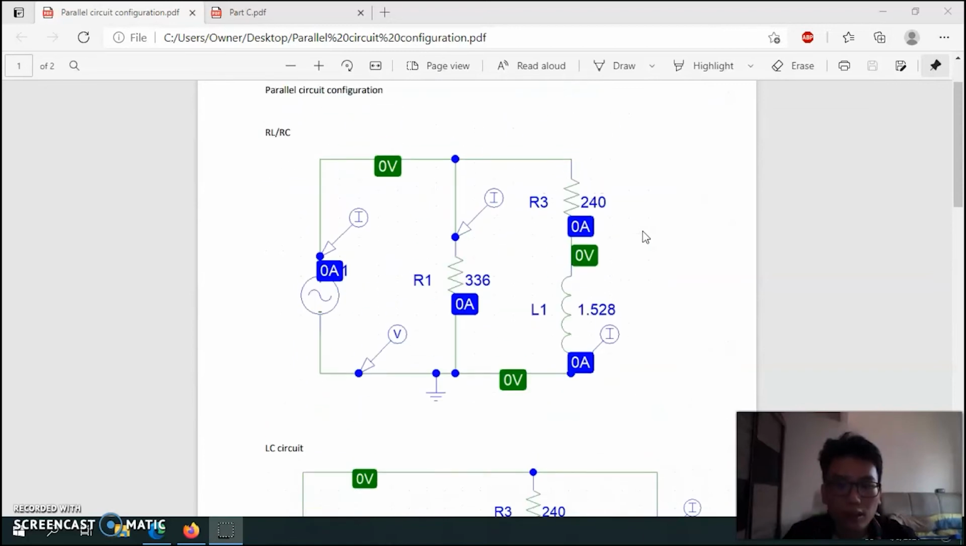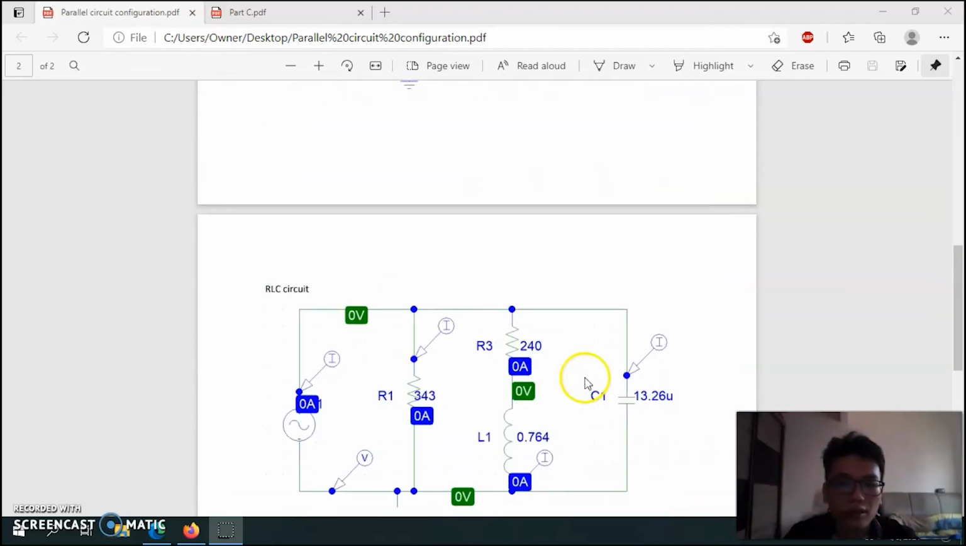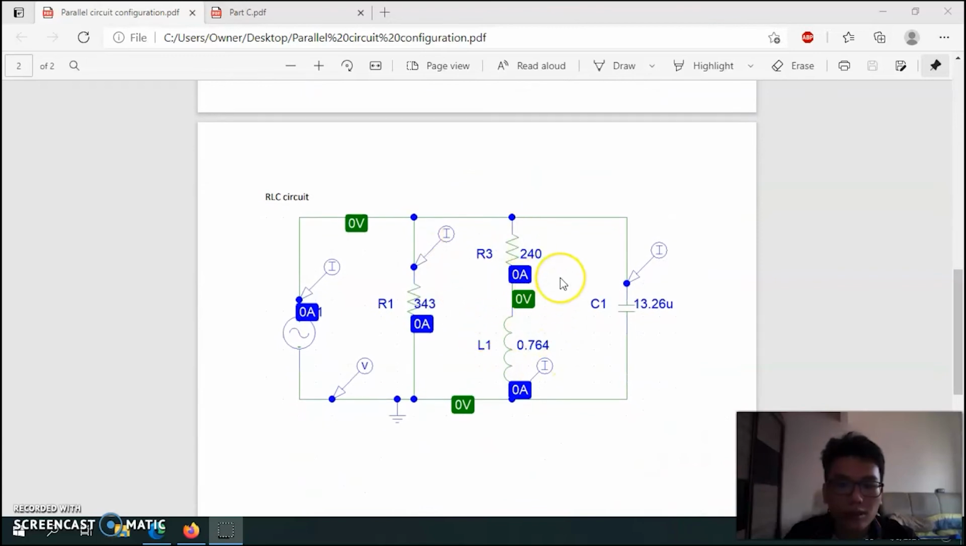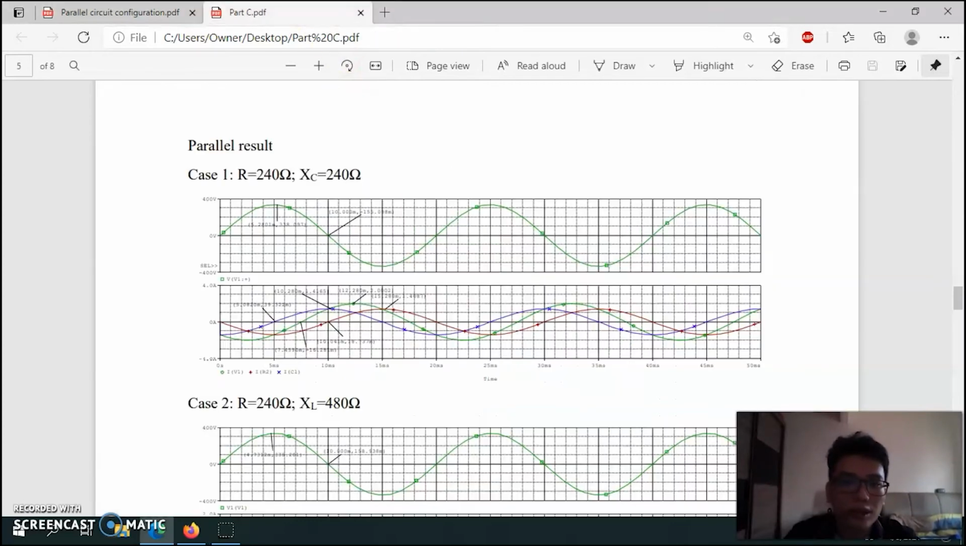A special mention here is that for all inductor branches we added a 240 ohm resistor, so the summation can work properly, because without this resistor it will not work fine. So let's move on to the results.